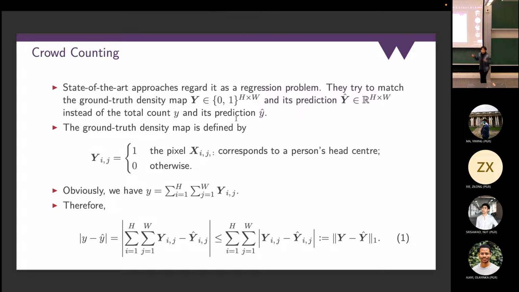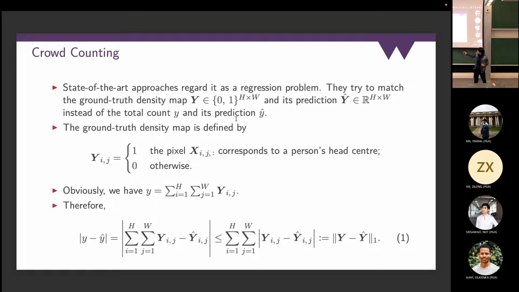Although the ultimate goal is to correctly predict the total count of people in that image, they generate the density map instead to take into consideration the distribution of the crowd, and models trained under this scheme can be more robust. The ground truth density map is defined by this: a binary matrix with the same spatial size, and the value is 1 if the corresponding pixel is a person's head center, otherwise it's 0.